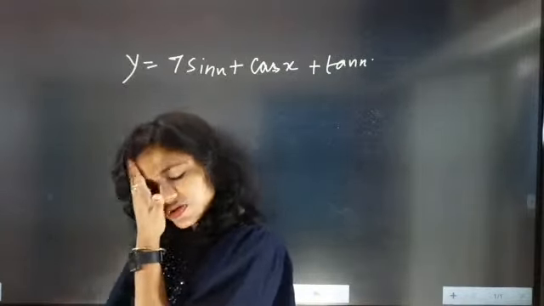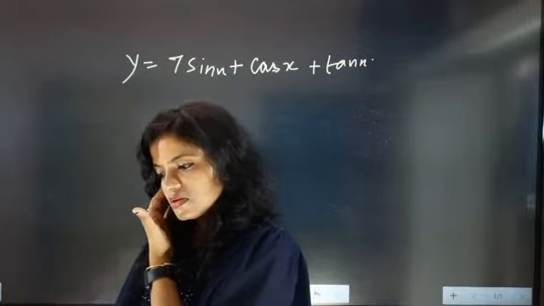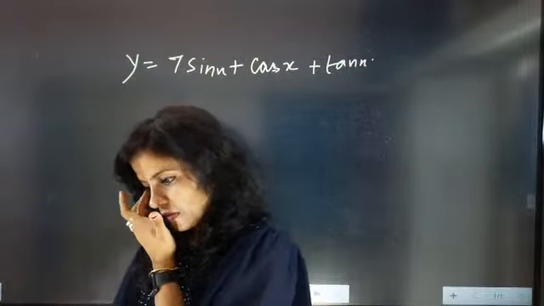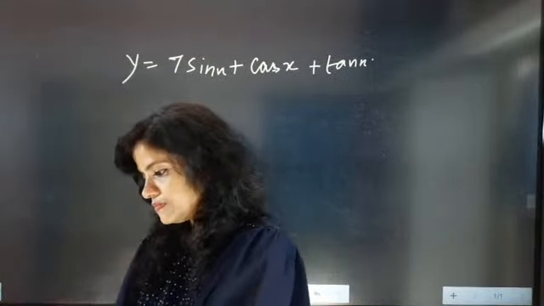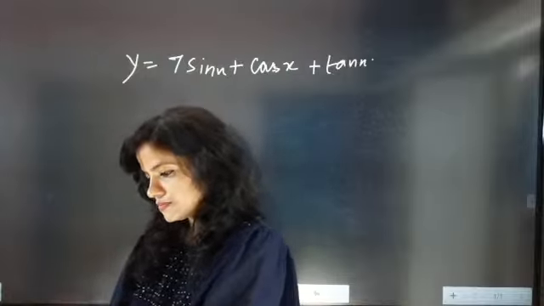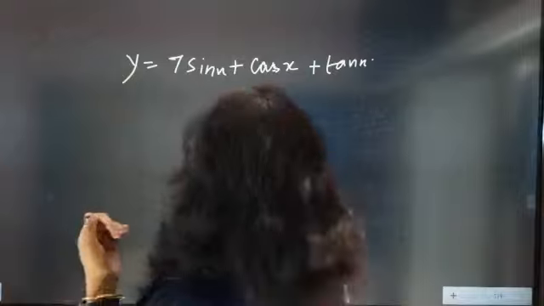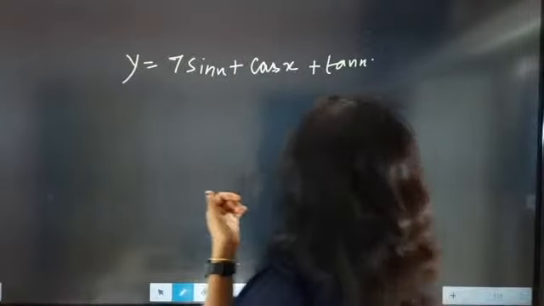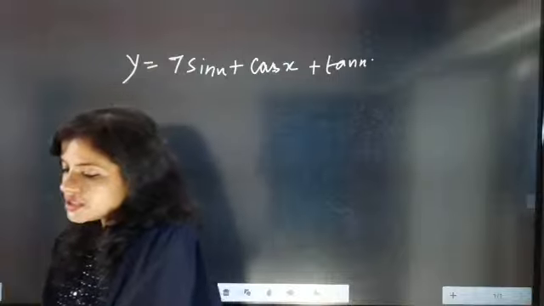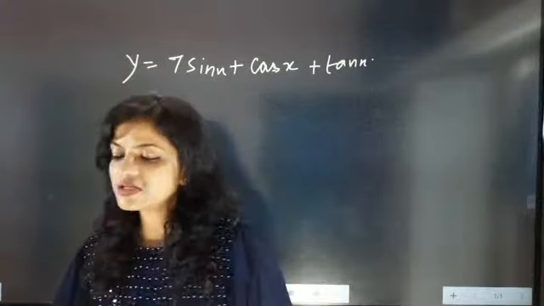Now go for this question, beta, solve this question out. 7 sin x plus cos x plus tan x. 7 cos x minus sin x plus secant square x. Absolutely, Saranya. So the answer is very, very simple.